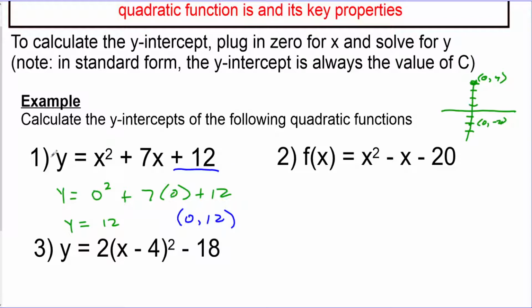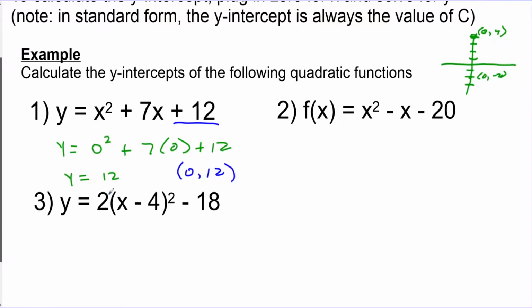Okay, so let's look at number 3, which is not in standard form. This is in vertex form. If I plug in a 0 here, I'm going to say 2(0 minus 4) squared minus 18. Be careful with your PEMDAS here. We have to do 0 minus 4 first.